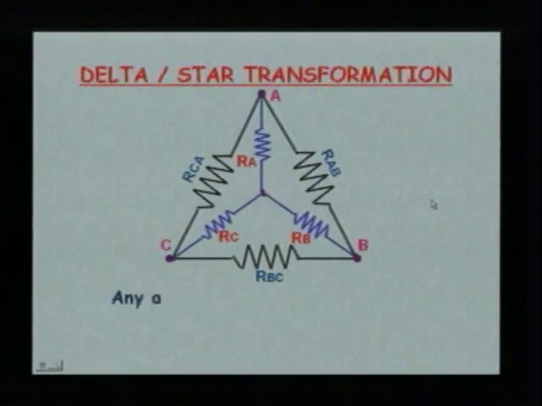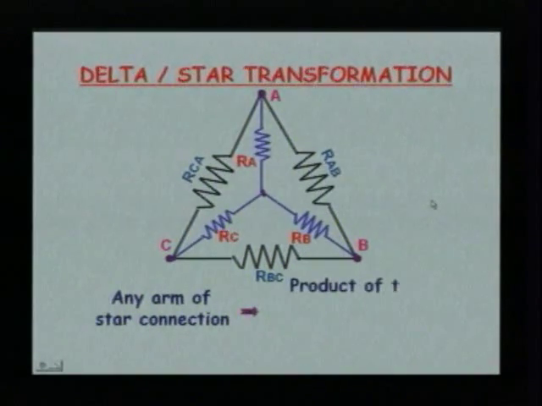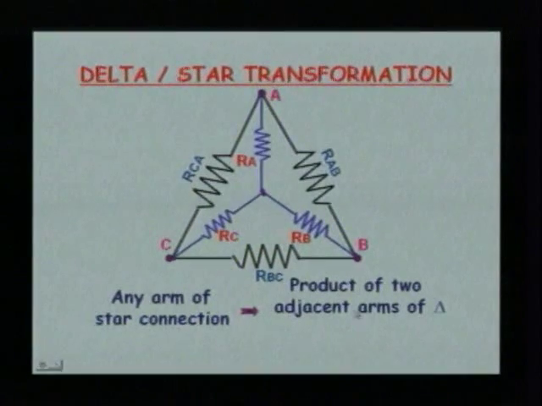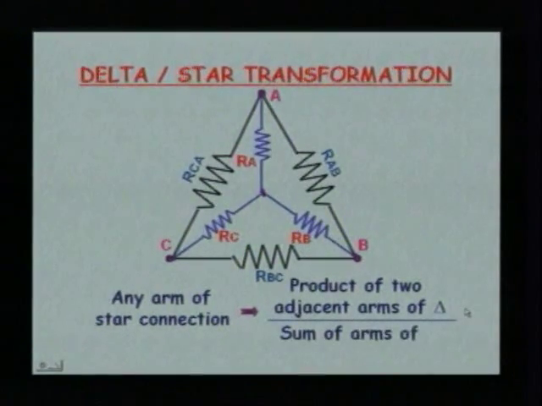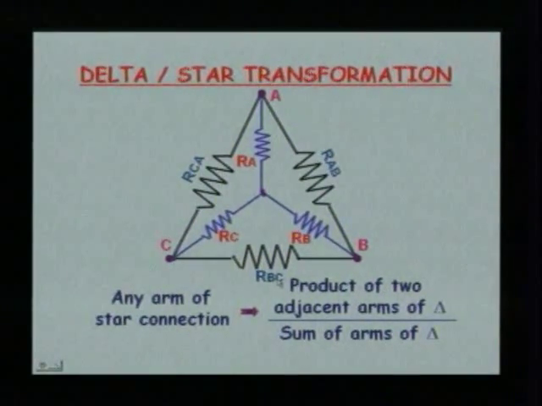So, this we can put down as: any arm of the star connection can be obtained by the product of two adjacent arms of the delta divided by the sum of the arms of the delta. That is, for example, if you want RA, then it is the product of the adjacent arms RAB into RCA divided by the sum of the arms of the delta, that is RAB plus RBC plus RCA. This is how we are going to convert a delta network into a star.